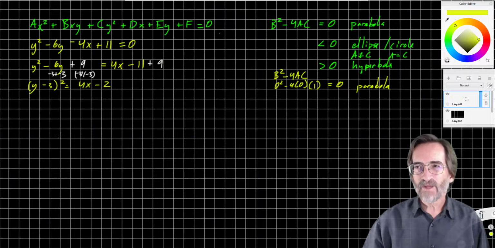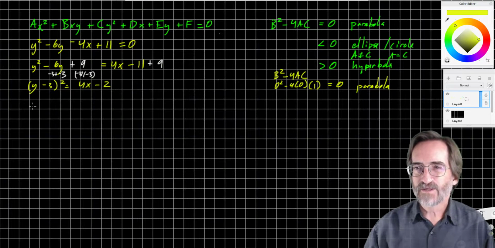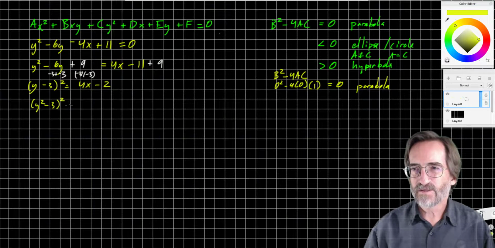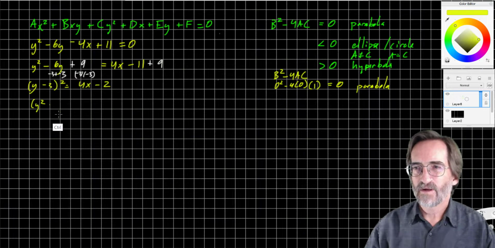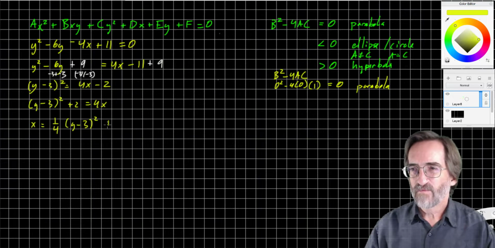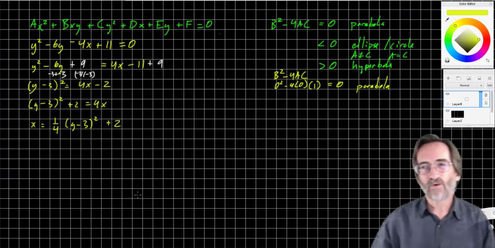Now I'm going to solve for x. So I'm going to add 2: y minus 3 squared, not y squared minus 3. y minus 3 squared plus 2 equals 4x. I'm going to switch sides and divide by 4. So x equals 1/4 times y minus 3 squared plus 2. And this is the standard form for a parabola.